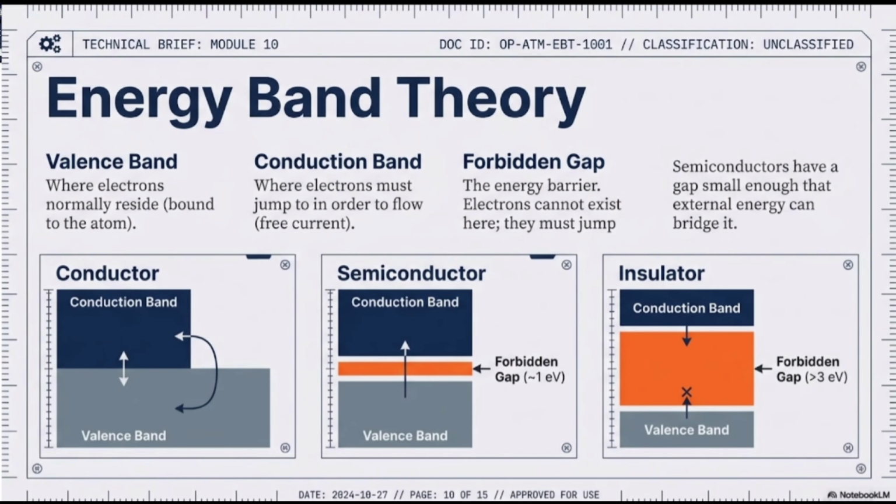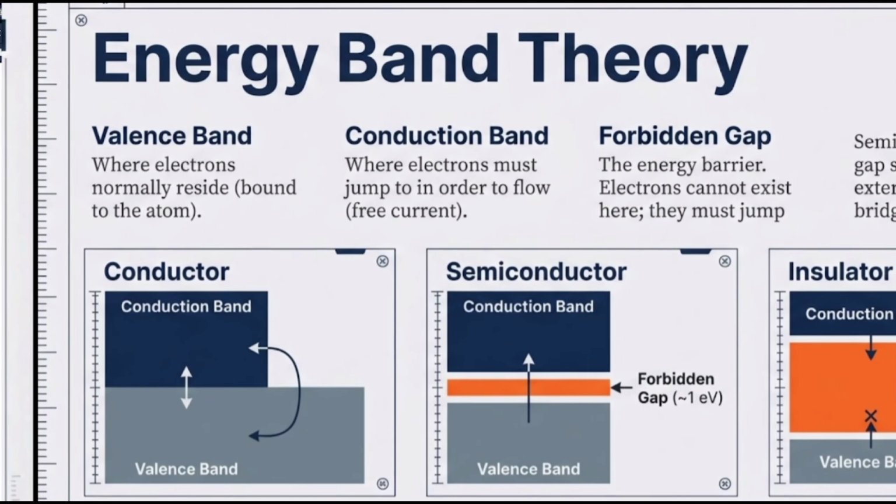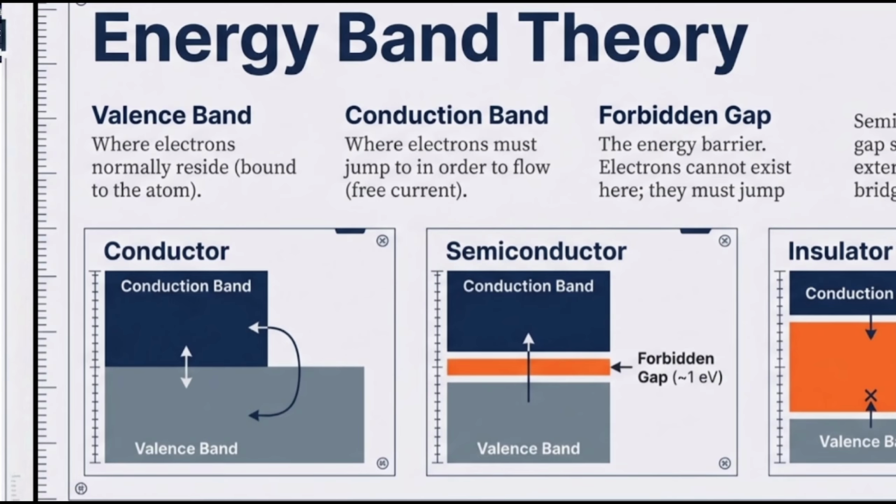So let's talk about energy band theory because it is an important thing. So what was the valence band? As we all know, the valence band was the outer layer. It is the part where electrons normally reside, bound to the atom. So as we know, this is going to be an outer layer. We have the electrons there, and based on the numbers, we can categorize.